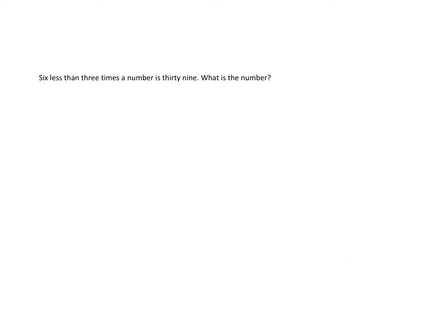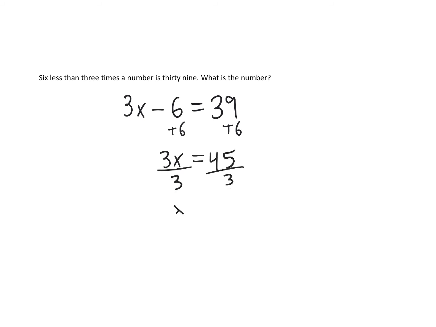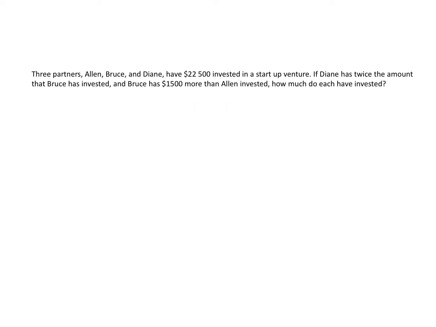All right, here we have a basic word problem. We have 6 less than 3 times a number. So 3 times a number is just 3x, and then 6 less would be minus 6, and this is equal to 39. What is the number? Well, we're going to add 6 to both sides. So 3x equals 45. Divide both sides by 3. We get x equals 15. So therefore, the number is 15.